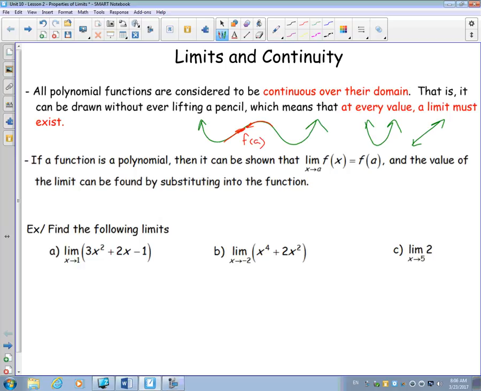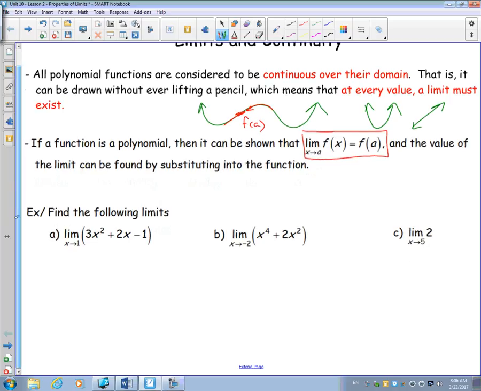So we can show that as we approach any point on the graph, the limit is actually the point itself for polynomials, because they have to exist. They're continuous. So instead of doing left-hand and right-hand limits, we can literally plug the value into the function and find what happens as we approach that point, as long as it's a polynomial.